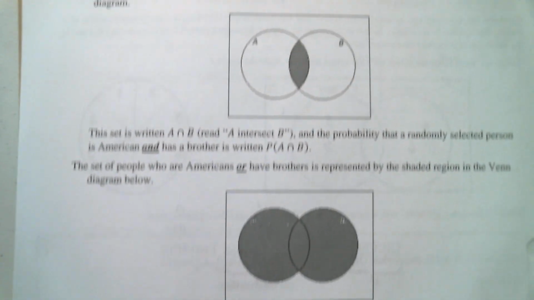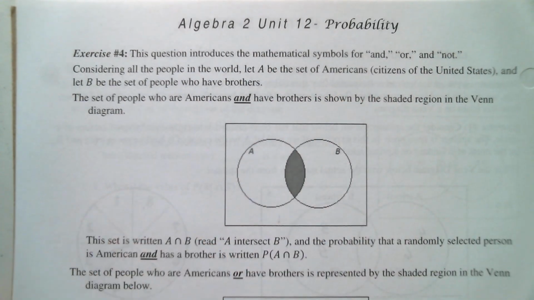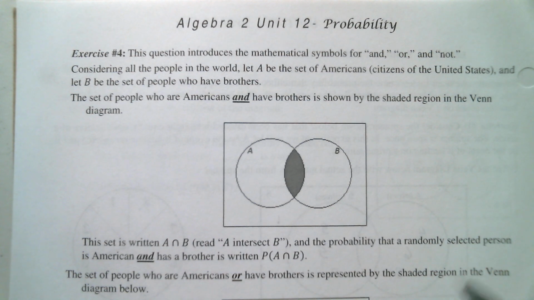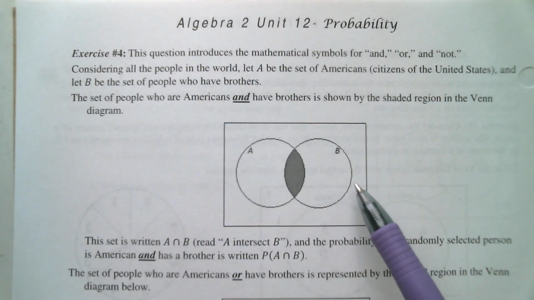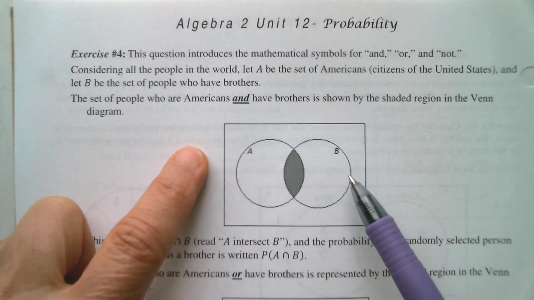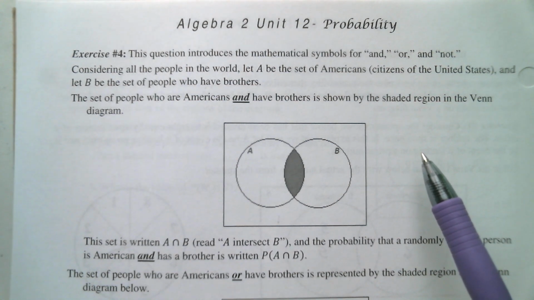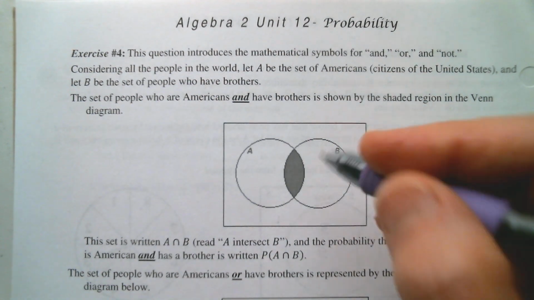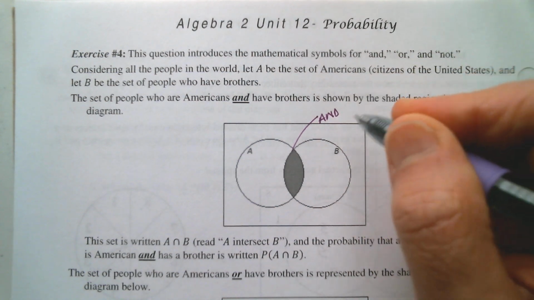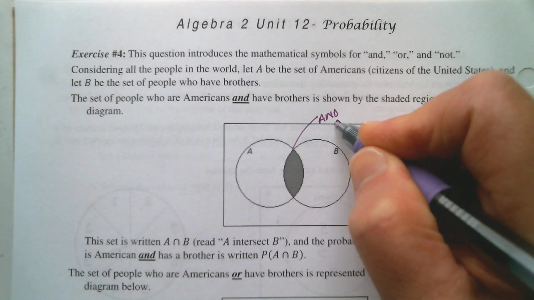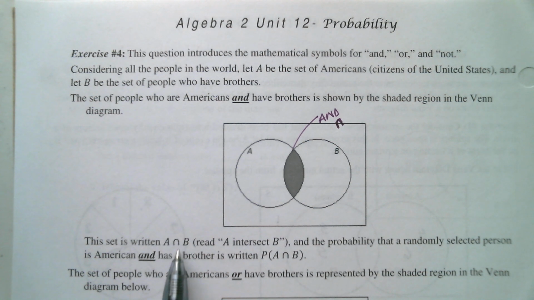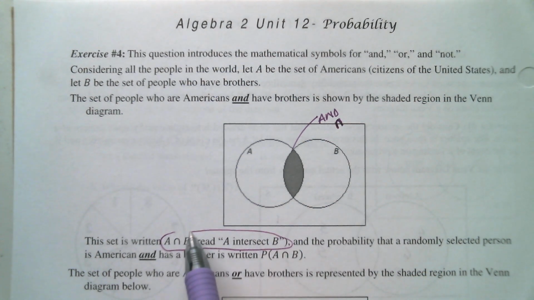This page I'm going to go through quickly. Basically, what it's saying here is that circle A represents a set of American citizens, circle B represents a set of people who have brothers, and the set of people who are American and have brothers is shown by the shaded region in the Venn diagram. We know that that's going to be the intersection of the two circles, the overlapping region. So basically, this is our and. The symbol for it looks like a capital A without the horizontal bar. So this is written as A and B, but read A intersect B. But it stands for and.